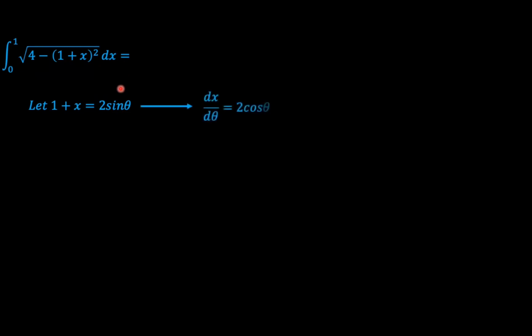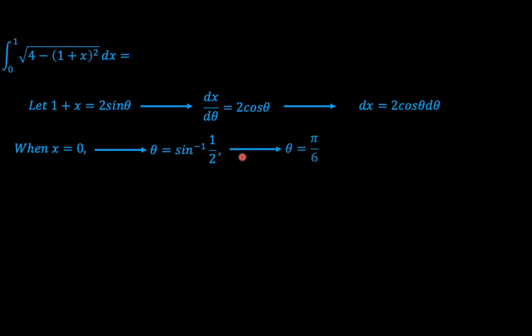So first of all, dx d theta based on that is 2 cosine theta, and so dx is the same as 2 cos theta d theta. Now when x equals 0, that means 2 sine theta is equal to 1, and therefore sine theta is equal to half, and therefore theta is arc sine of half, so theta is essentially pi over 6. Now when x equals 1, then 1 plus 1 equals 2, and so 2 is equal to 2 sine theta, and therefore sine theta is equal to 1, and theta is therefore pi over 2.